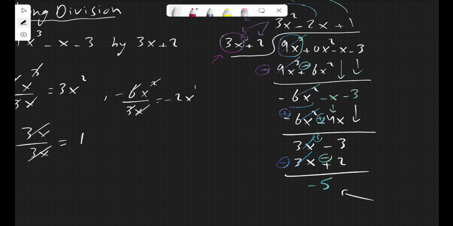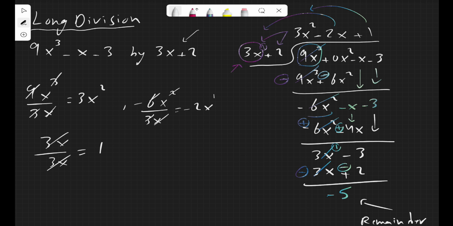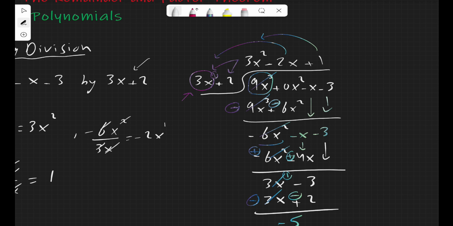This is the remainder, and since the remainder is not 0, then we can say that 3x plus 2 doesn't divide 9x^3 minus x minus 3, or it's not a factor. This is called the dividend, and this is called the quotient, and this is called the divisor.